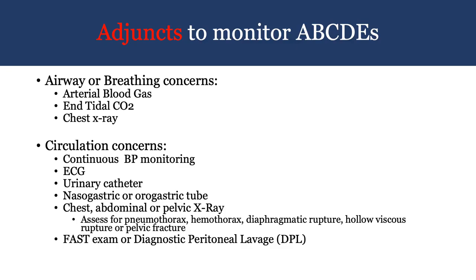We want to have an ECG, and the tracing on the ECG could give us a lot of information regarding the state of the patient. We want to insert a urinary catheter so that we assess the adequacy of resuscitation depending on the urine output of the patient. We may want to insert a nasogastric tube so that we can decompress the GIT.